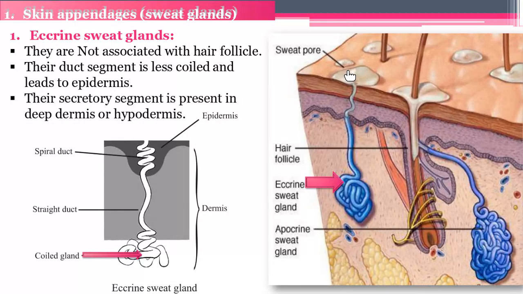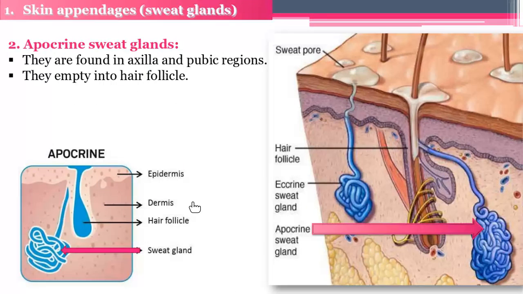See here, coiled gland, then they are present in the deeper part of the dermis and they leave the secretion at the surface of the skin. This is the eccrine sweat gland. Next is the apocrine sweat glands. They are found in the axilla and pubic region and they empty into the hair follicle.